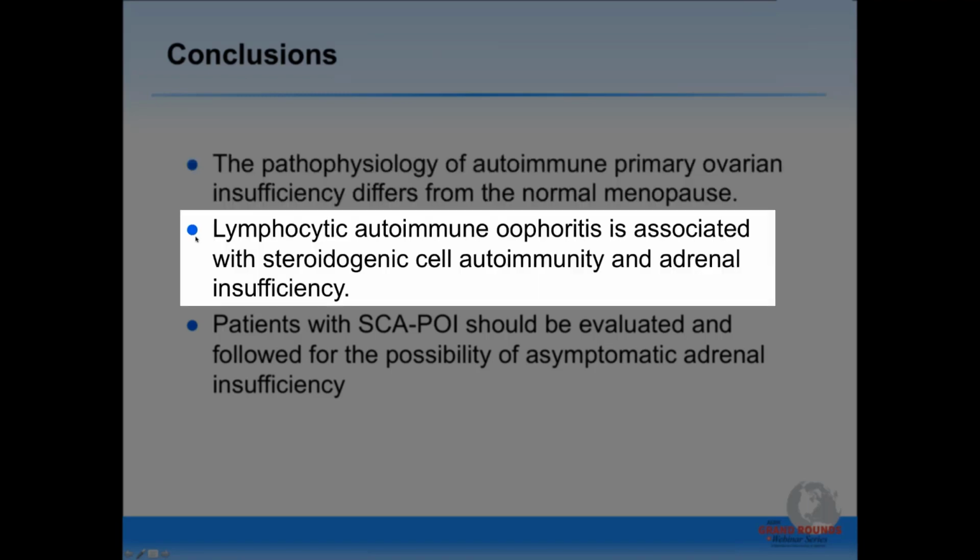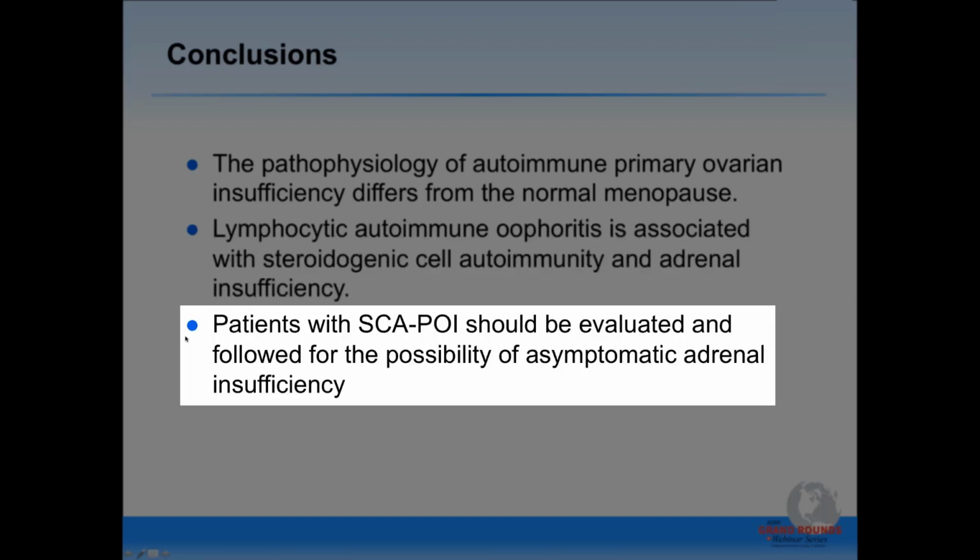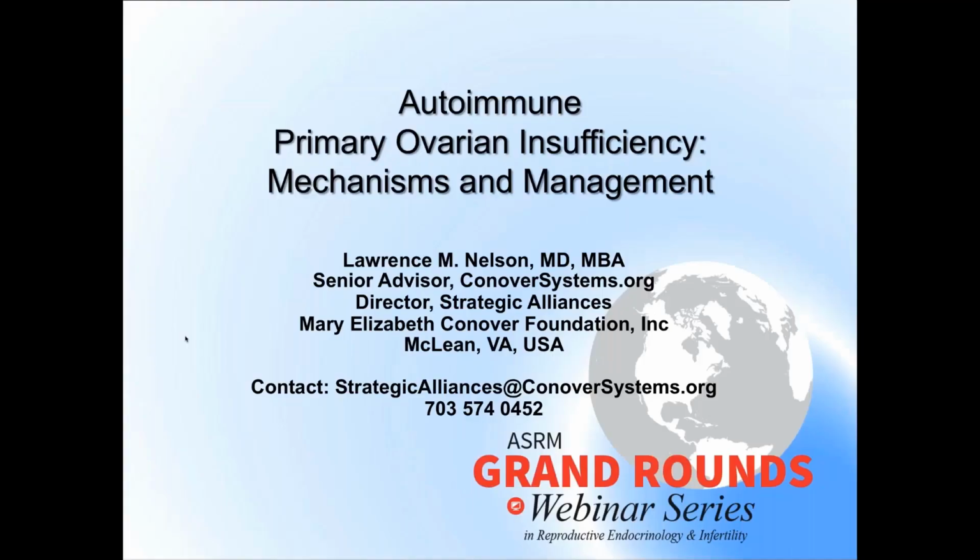Lymphocytic autoimmune oophoritis is associated with steroidogenic cell autoimmunity and adrenal insufficiency. Patients with steroidogenic cell autoimmune POI should be evaluated and followed for the possibility of asymptomatic adrenal insufficiency.